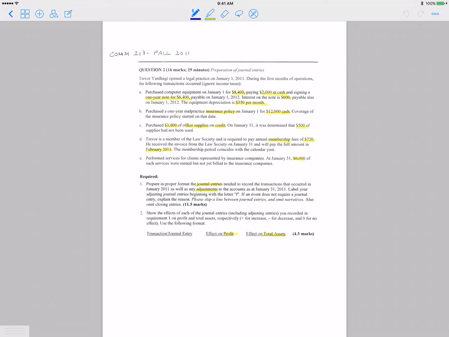So if we double check, we went through all the transactions that have occurred. We prepared the journal entries, the adjustments, the effect on profit, and total assets. If you have any more questions, go to your respective teaching assistants or your teacher, and they can give you more clarification.